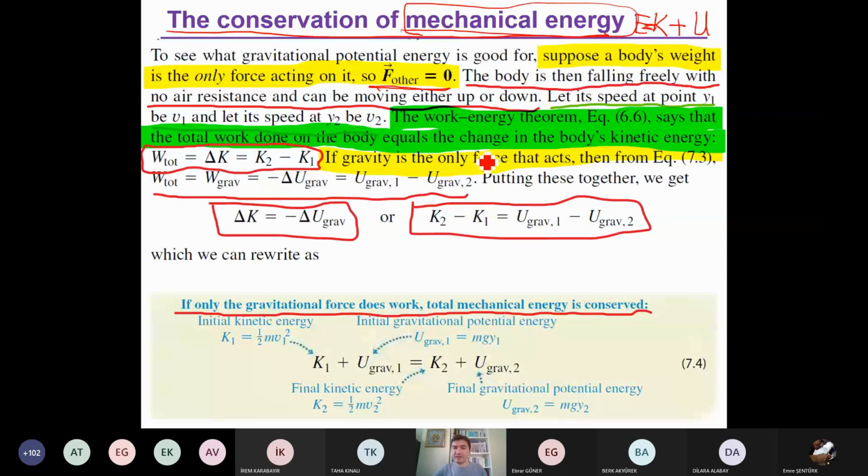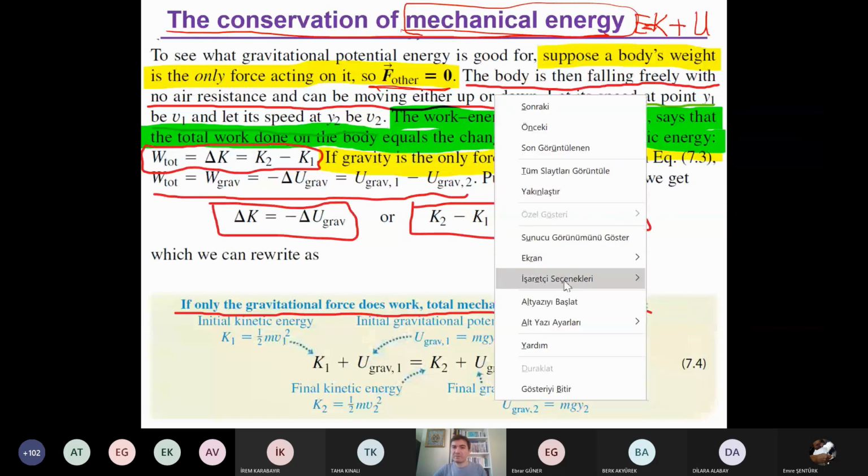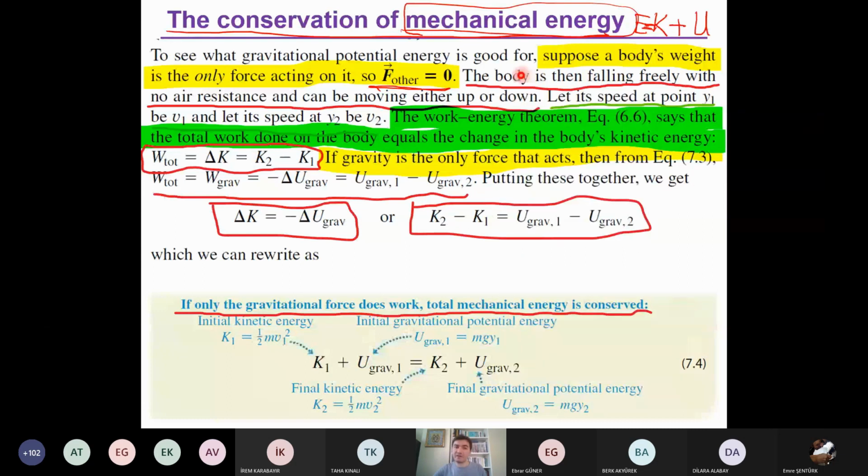Then let's consider that this body is falling freely with no air resistance and can be moving either up or down. Let its speed at point y1 be v1 and its speed at y2 be v2. Okay, then let's apply the work-energy theorem.